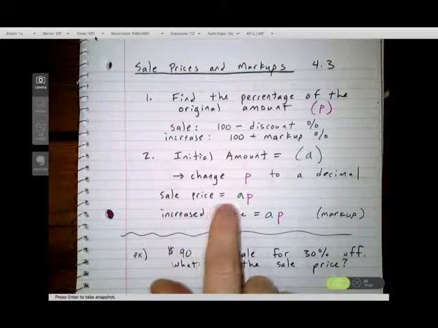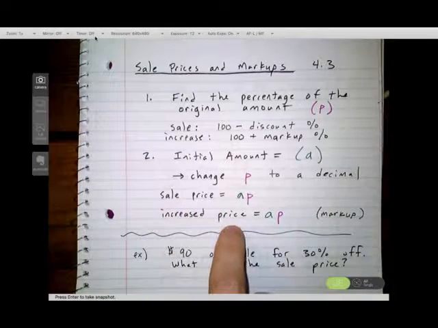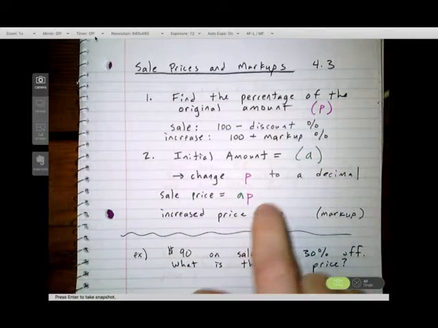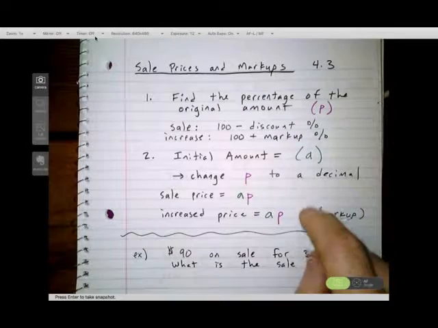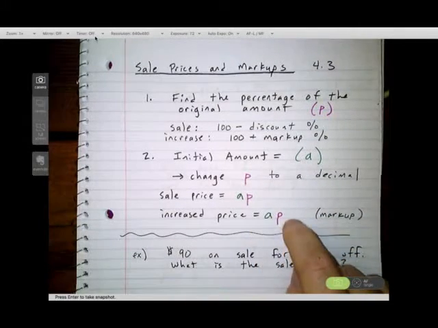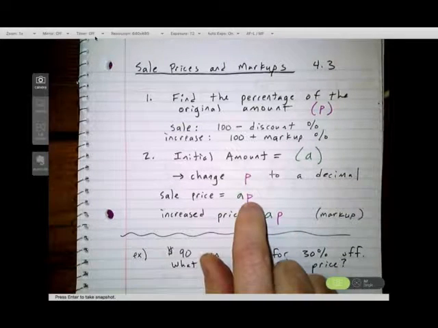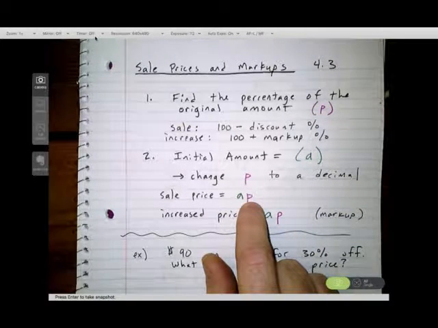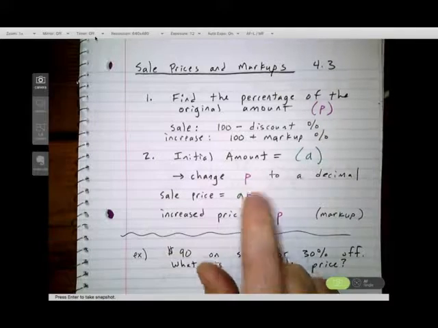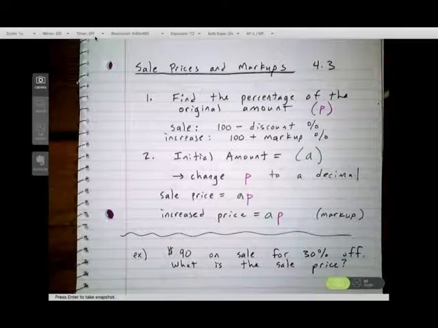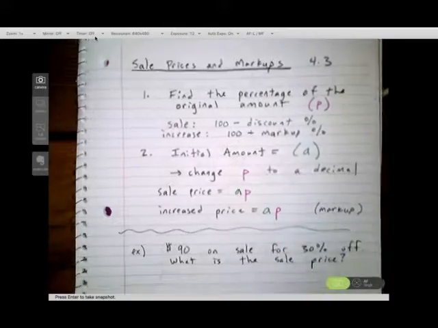For the sale price and an increased price, we're going to use the same formula. It's just going to be the initial amount A, but what'll be different depending on if it's a sale or a markup is what P is. So it's going to be A times P for both. If it's a sale, the P, the percentage of the original amount, will be less than 100%. But if it's a markup or an increase, P here is going to be more than 100% because we're increasing the price. Okay? So let's look at a few examples here.